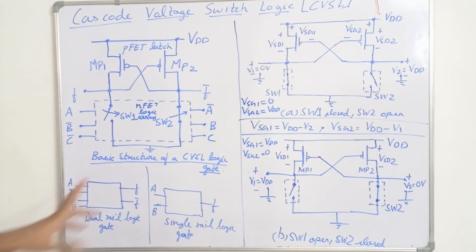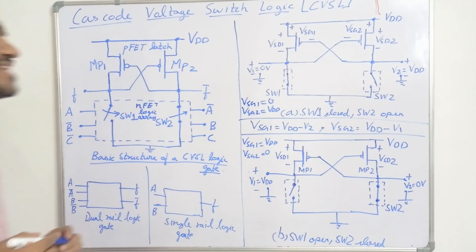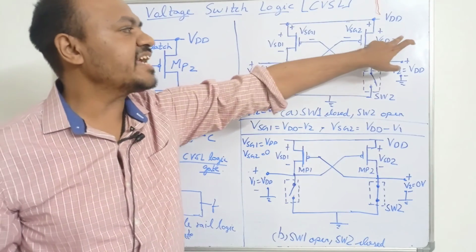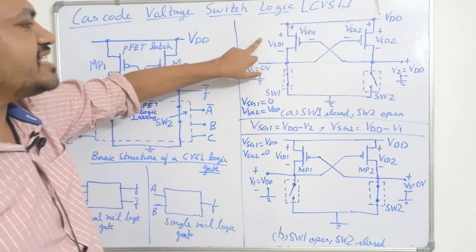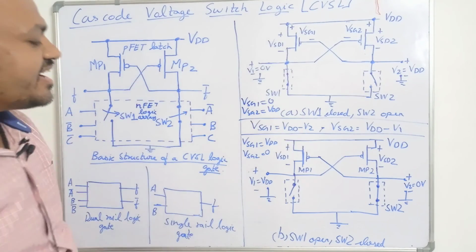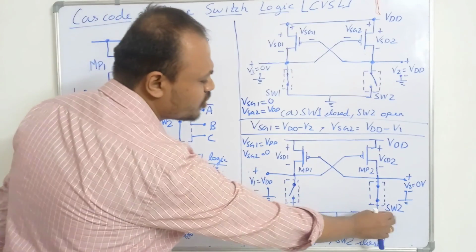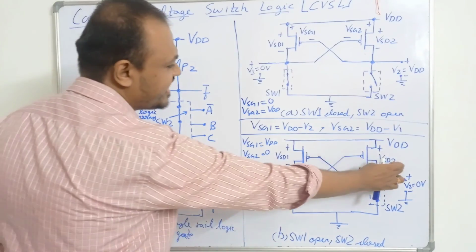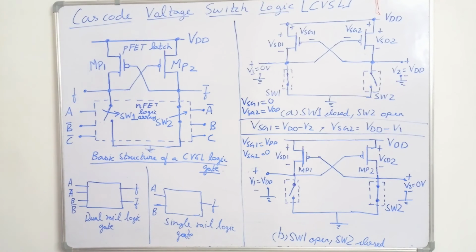There will be two stable states for CVSL logic. When SW1 is closed, the second transistor will be in conduction state and the first transistor will be off. And when SW2 is closed, the first transistor will be in conduction state and the second transistor will be off. So this is the functionality of the CVSL logic.